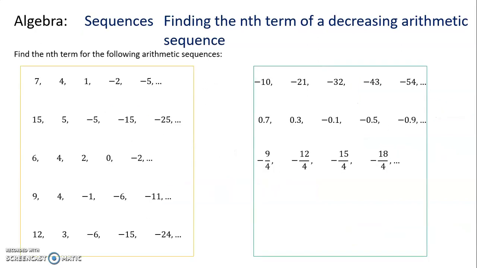Okay, so here's your task for today. These are all decreasing sequences, same as last lesson. These are the ones that I would definitely expect you to be able to do. And then these are ones that are perhaps just slightly trickier. You'll need to pause the video and do these in your books, remembering to show your common difference underneath, write your times table across the top, and then use that to help you find the nth term.